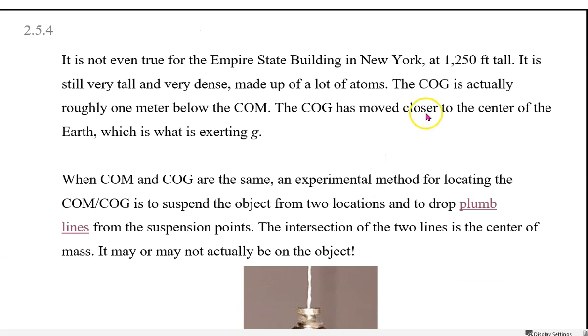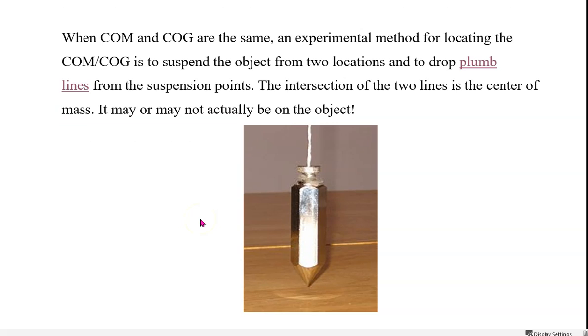The center of gravity has moved closer to the center of the Earth, which is what is exerting the gravitational field. When we think about the center of mass and the center of gravity, and they're the same, an experimental method for locating the center of mass or center of gravity is to suspend the object from 2 locations and to drop a plumb line from the suspension points. Let's talk about what a plumb line is. A plumb line is basically when you have some kind of weight attached to a string. Since it's weighted, the string will go straight down, pointing towards the center of the Earth due to gravity.